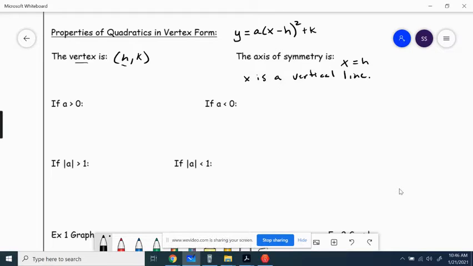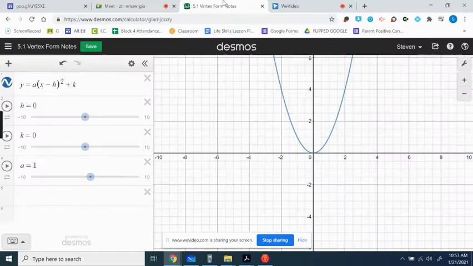Let's switch over to Desmos. Okay, so now I'm on desmos.com. I've got the vertex form of the quadratic equation graphed out here, and I have the h and k values set to 0 and the a value equaling 1. So this is essentially the parent function written out a different way. What happens if the a value is greater than 0? 1 is greater than 0, so it opens up.